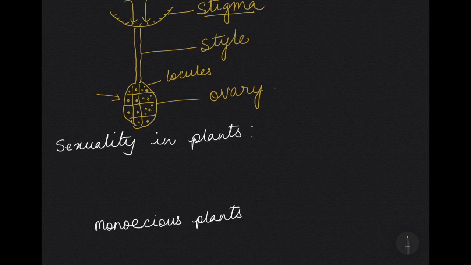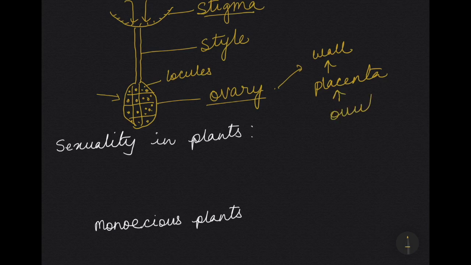ovules. Okay, now placenta attaches the ovules to the wall. So the ovary has a wall, okay, and there is a placenta which attaches the ovule to the wall of the ovary. So what is the placenta doing? Attaching the ovule to the wall of the ovary.